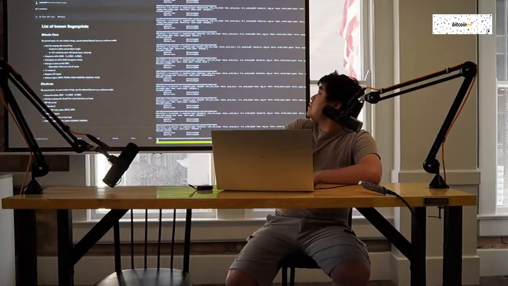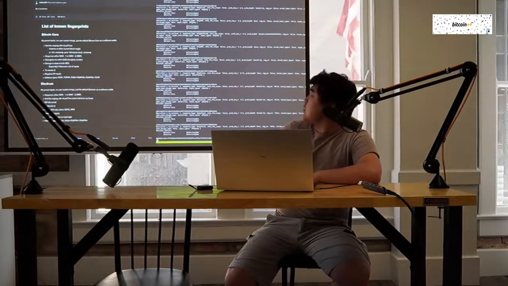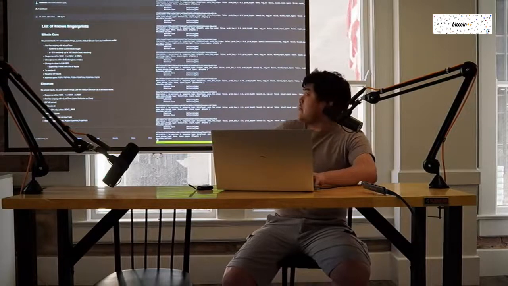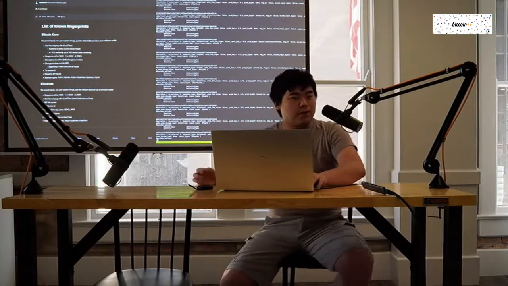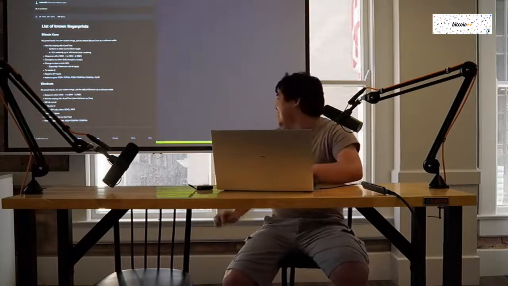And the goal, of course, is to have all the wallets in here so that we can fingerprint every single transaction and figure out what wallet maybe made them. All right, that's it.